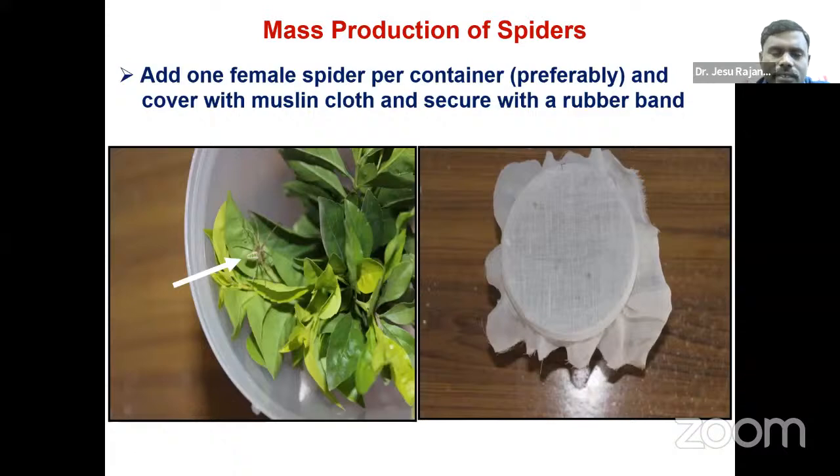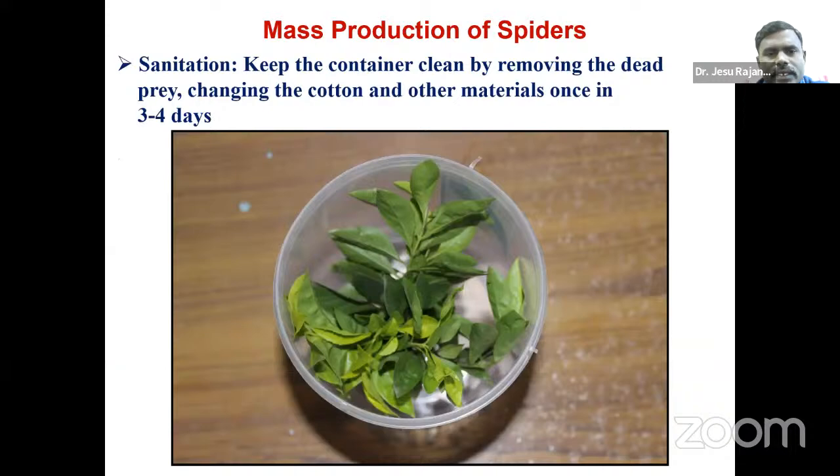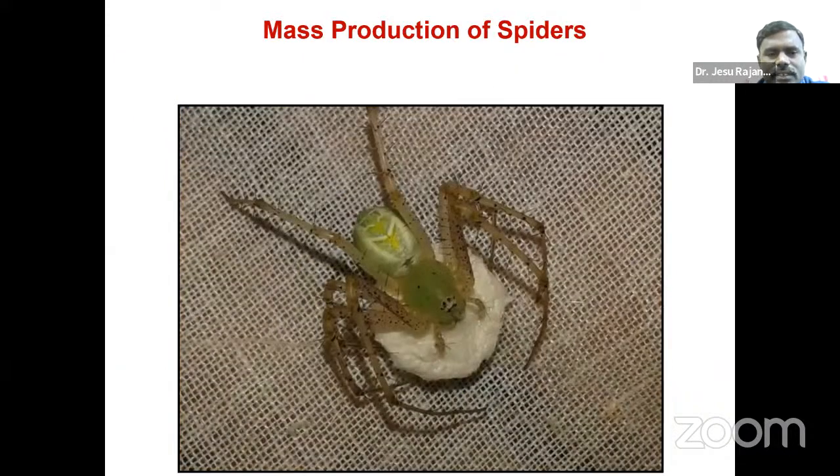So here, one or two times every week is enough, no need to do it daily. Alternate days, just release the host inside the oviposition chamber. Corcyra larva is enough, one or two larvae is enough. Here the female lays the eggs on a cloth or on the plant only. This is the ovisac.